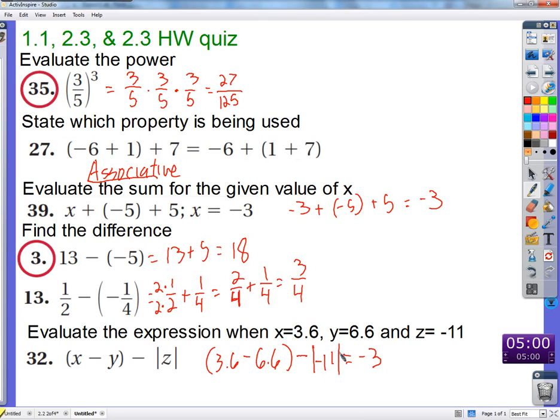Okay, what's the absolute value of 11? 11. It's 11 away from 0. So minus 11, -14.